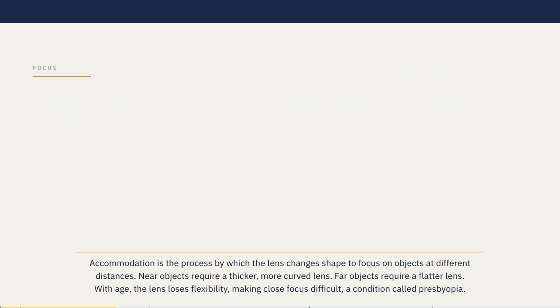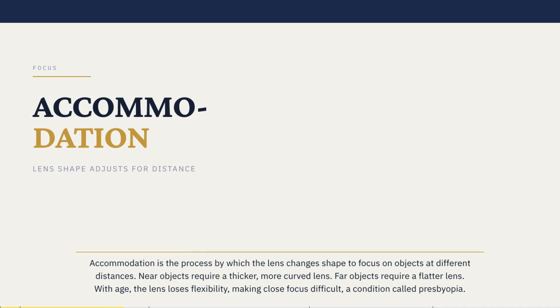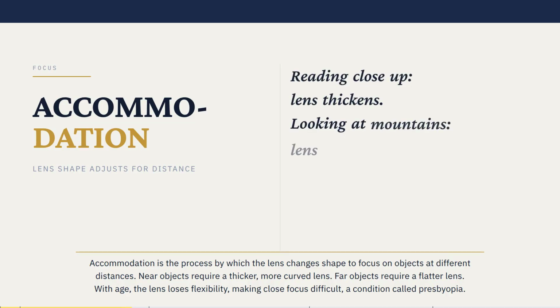Accommodation is the process by which the lens changes shape to focus on objects at different distances. Near objects require a thicker, more curved lens. Far objects require a flatter lens. With age, the lens loses flexibility, making close focus difficult, a condition called presbyopia.